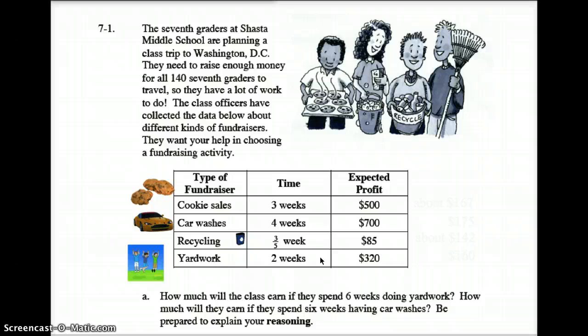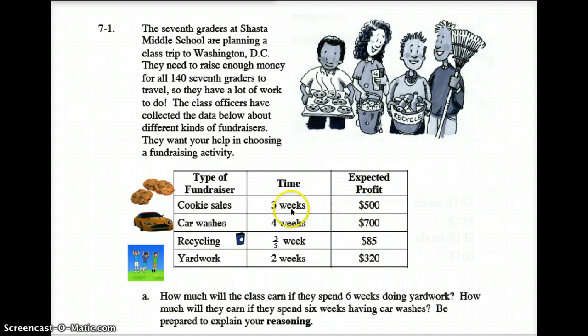Now you have to think about this. In order to do this, we have to get these each into one common thing. The nice part here is we're all talking about weeks, but we're talking in different lengths of weeks. So what we need to do is come up with our unit rate for this. A unit rate would be how much in 1 week.